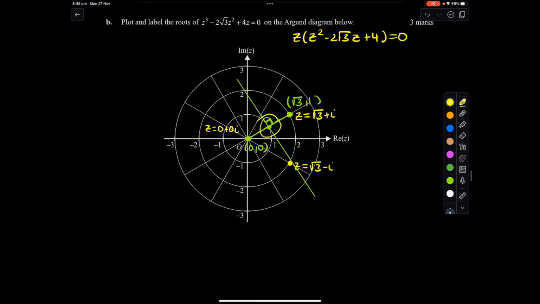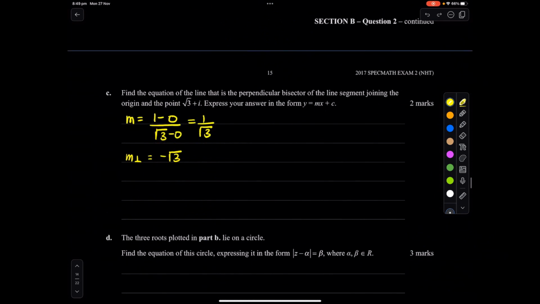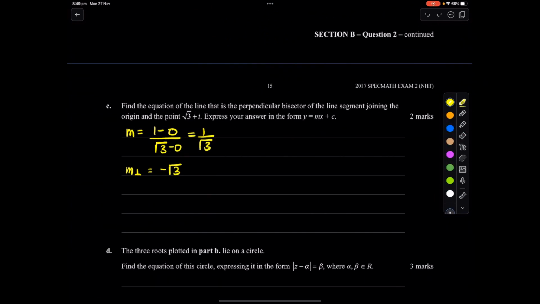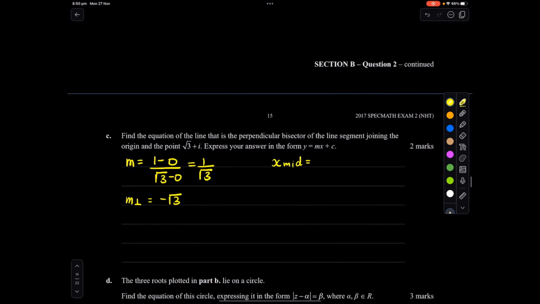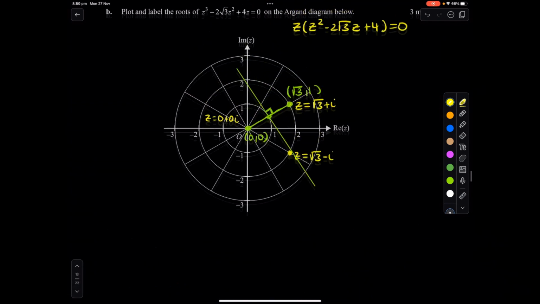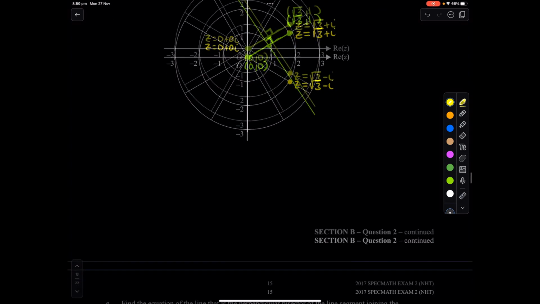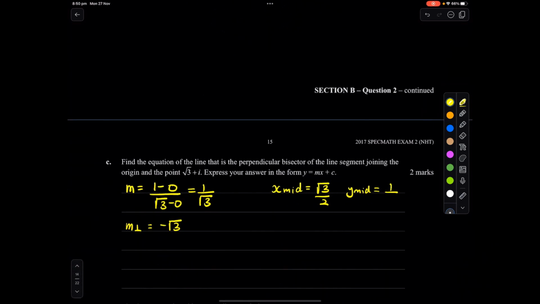Now let's calculate the midpoint. The midpoint is just taking those two coordinates, adding them and dividing by 2, for the x-coordinate and the y-coordinate. For the x-coordinate of the midpoint, adding both coordinates, root 3 plus 0, and dividing by 2, that's root 3 over 2. For the y-coordinate of the midpoint, 1 plus 0 divided by 2 is a half. So now we have the coordinates.